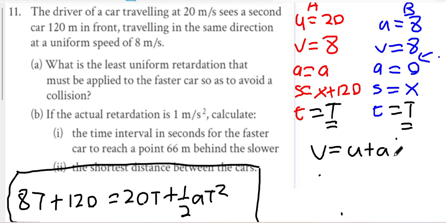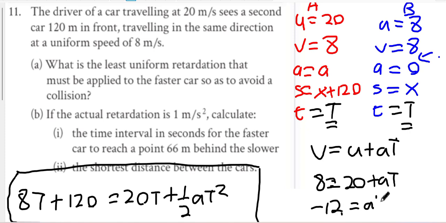Phi equals U plus AT. Okay, phi is 20. Oh no, phi is not 20. Phi is 8. U is 20 and AT. Now, I'm about to say plus AT because we know A is going to be negative in a minute, don't we? Minus 12 equals AT.